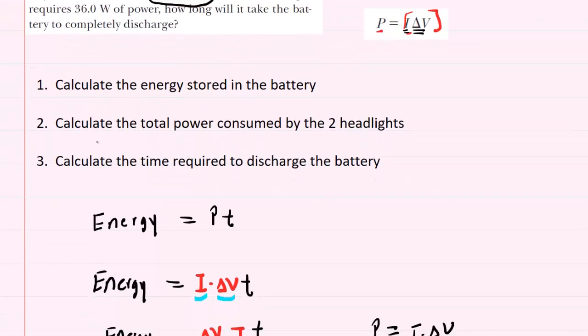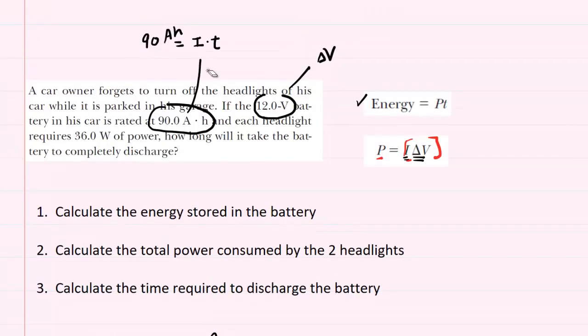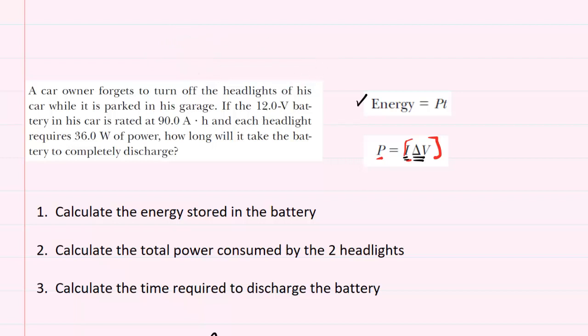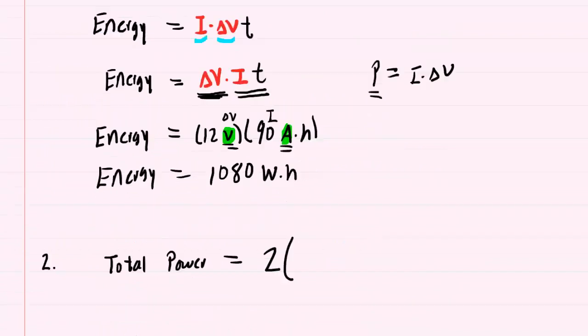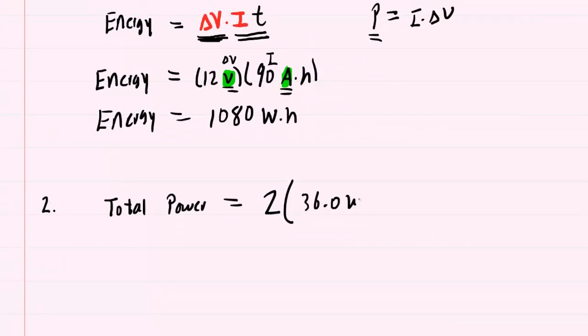In stage two, we simply want to calculate the total power consumed by the two headlights. That's a relatively easy calculation to perform because we were told that each headlight requires 36 watts of power. So in stage two, we can say that the total power of the headlights will simply be the two headlights multiplied by the power of each one. And again, that was 36 watts. So we work this out and we get 72 watts as the total power of the two headlights.